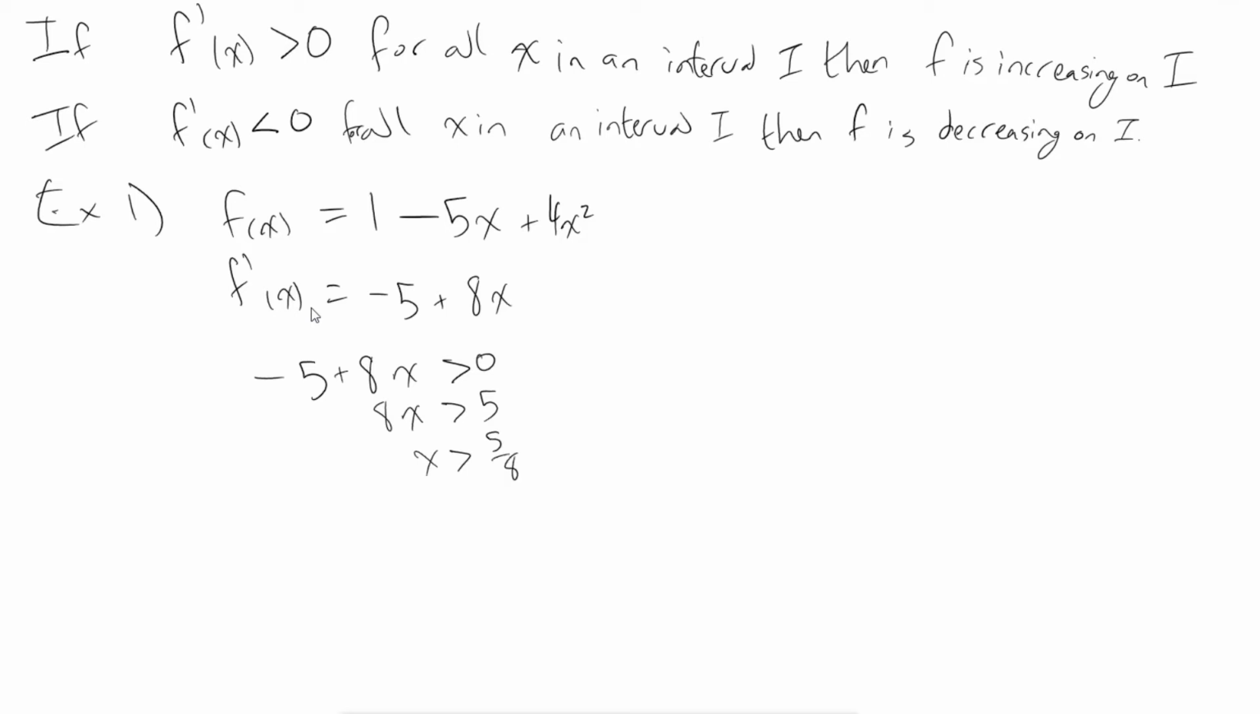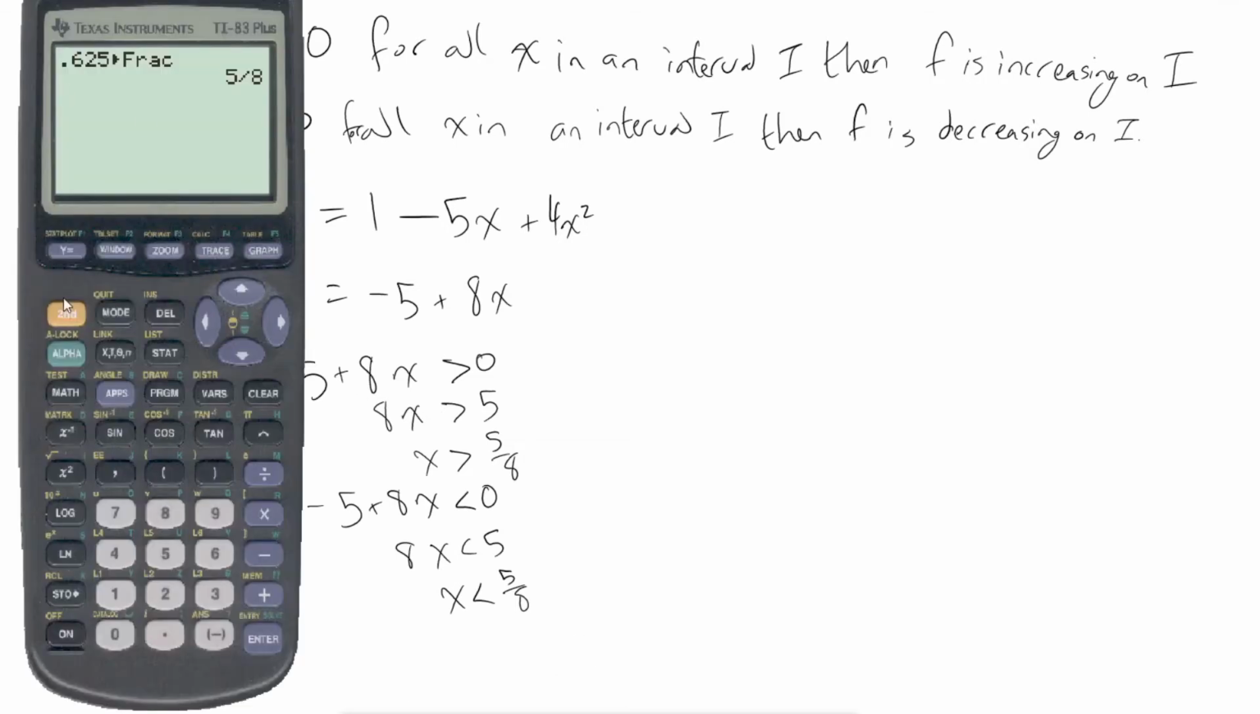And then it's decreasing, obviously, when negative 5 plus 8x is less than 0. So 8x is less than 5, x is less than 5/8. So when x is less than 5/8, it's decreasing. When x is greater than 5/8, it's increasing. And if we look at our original function, once again, we will see that.